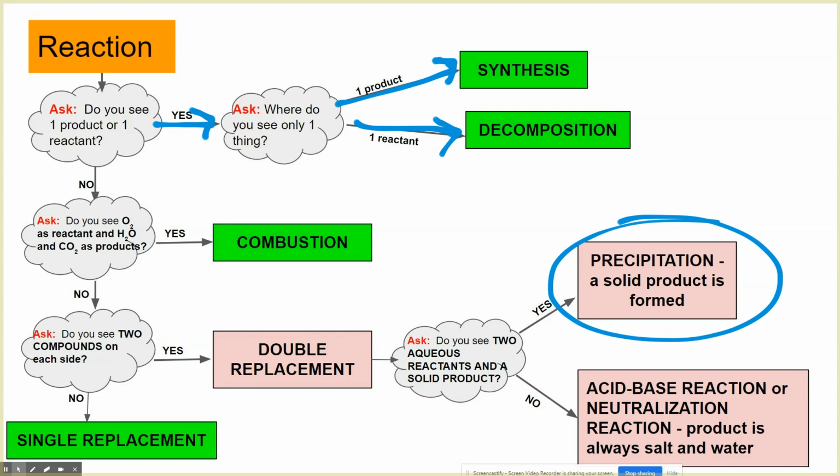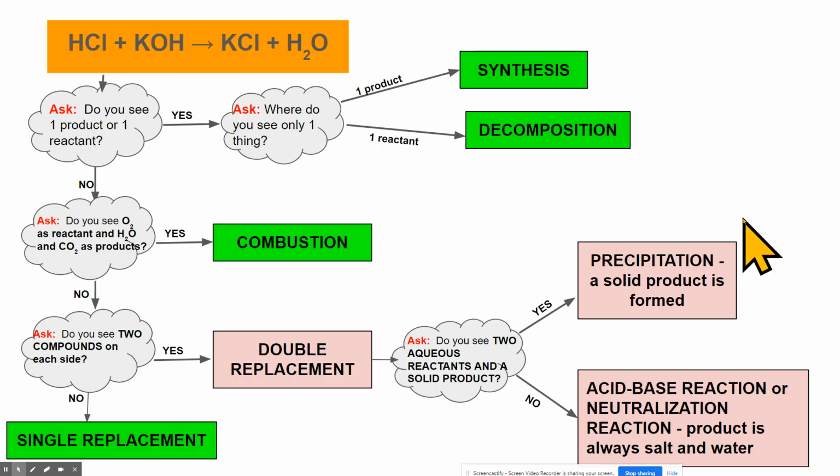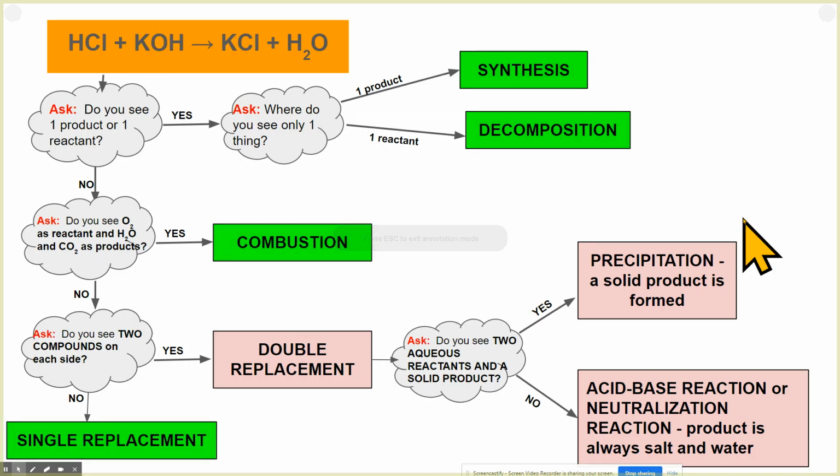So let's try it out. Instead of me yapping all the way, let's just try it out. For example, you see that orange box? Let's change it into an actual chemical reaction right there. So the first thing you do is, again, divide the equation always in half, right on the arrow. Let's see the first question. Do you see one product or one reactant?